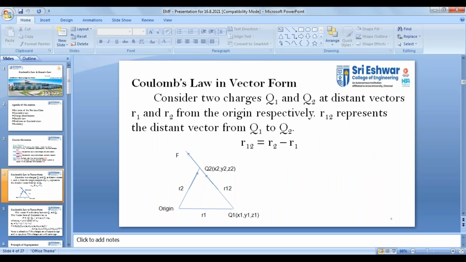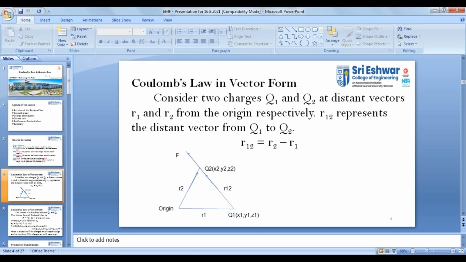Before going into Coulomb's law in vector form, we have to recall the basic Coulomb's law. Can I get any one volunteer to recall Coulomb's law? Any volunteer?